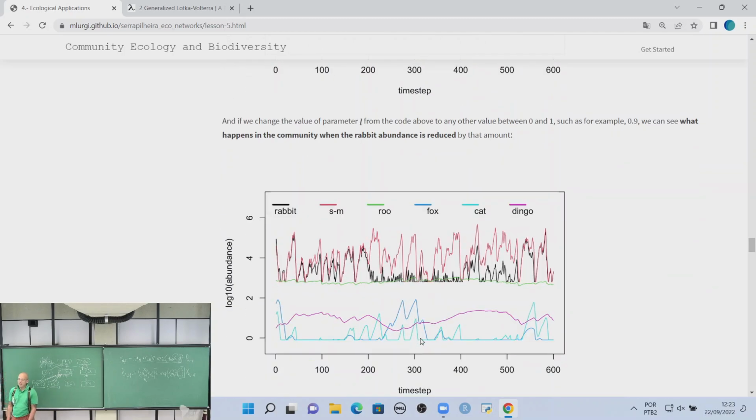manage the rabbit, or kill rabbits, from time step 200 to 400. So you can see here how the black line is much lower than in the plot above because we are intentionally managing the rabbit. And then here you can see the flow-on effects of that, right? As soon as you manage rabbits, the fox and the cats decrease very badly, but then they start recovering, and this is very bad for the small mammal here. And this is one of the things that we were interested in looking at. So what we did was run a lot of simulations using this model.